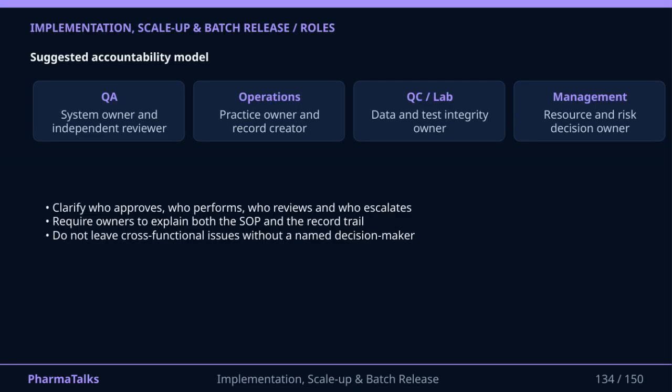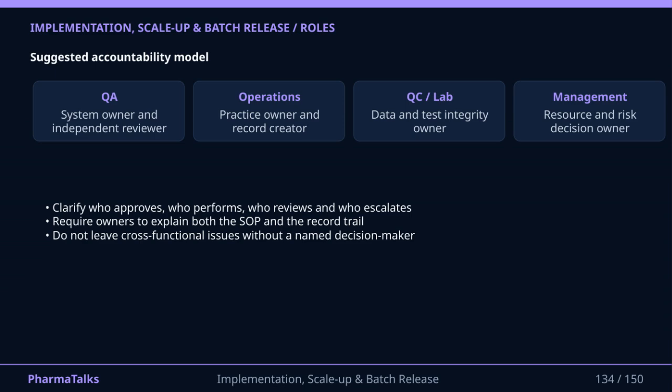On this slide, we're focusing on the roles involved in implementation, scale-up, and batch release, along with a suggested accountability model. It's crucial to clearly define who is responsible for what throughout the process to ensure smooth operations and compliance. First, we have quality assurance, or QA, which involves both the system owner and an independent reviewer. Their role is to oversee the integrity of the system and ensure everything meets the required standards. Next, operations includes the practice owner and the individual who creates records. This team handles the execution and documentation of the processes.